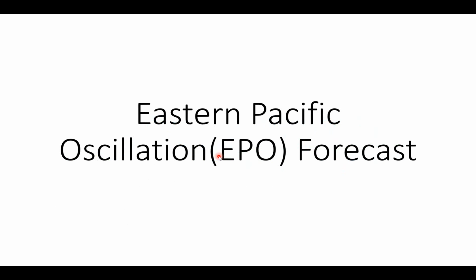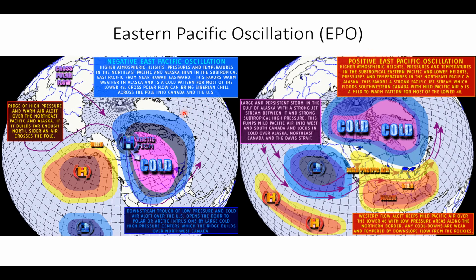Now, looking at the EPO, Eastern Pacific Oscillation forecast, a negative EPO on the left generally indicates we have an upper level ridge across the northeastern Pacific, and that is to the north of an upper level low or trough to the southeast of the Hawaiian Islands. So with a negative EPO, think upper level ridge in the northeastern Pacific over an upper level trough.